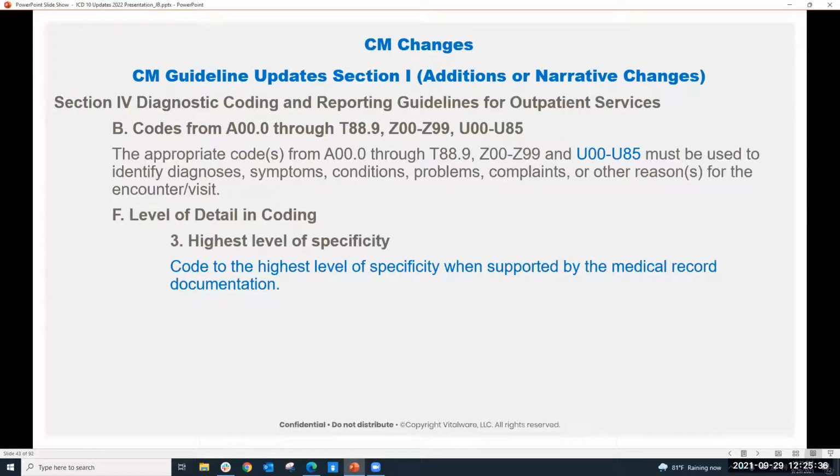Next, we're going to move on to outpatient guideline changes, and there's not many changes to outpatient guidelines. They added the U codes here, and then for the coding, they're again highlighting the importance of the specificity of coding.